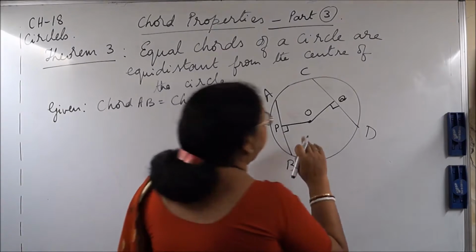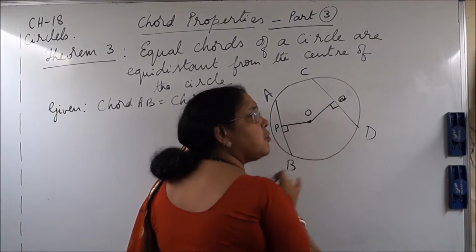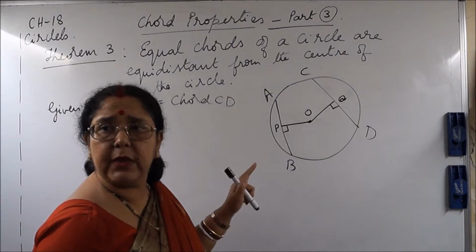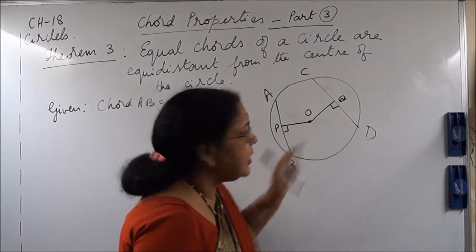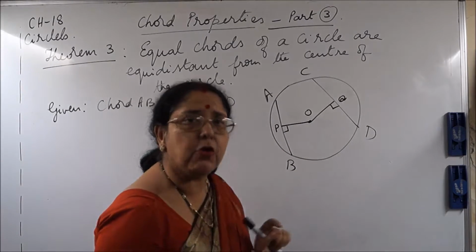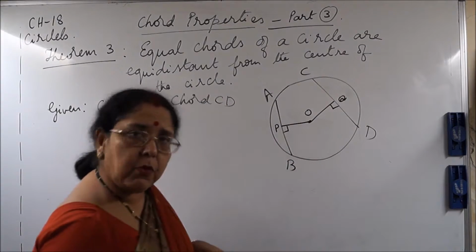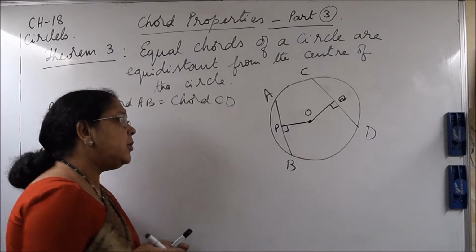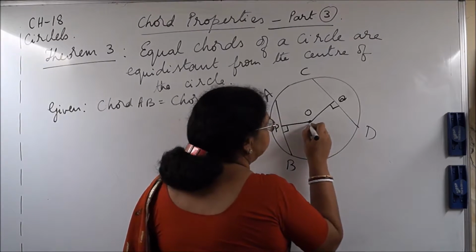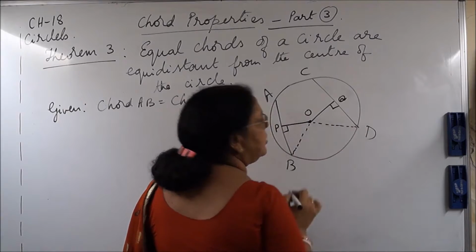Now what do we have to prove? OP is equal to OQ. And what are OP and OQ? They are the perpendiculars drawn from the center of the circle to each of the chords AB and CD. What is given to us? Chord AB is equal to chord CD. What we have to prove is OP is equal to OQ. In order to prove that, let us join OB and OD.